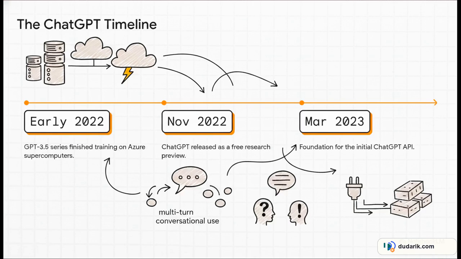ChatGPT was essentially a sibling model to InstructGPT. It used that same core lineage, but OpenAI deliberately tweaked it for multi-turn conversations. They basically wanted a model that wouldn't forget what you said 5 minutes ago in a chat thread, rather than treating every single prompt like a brand new isolated task.